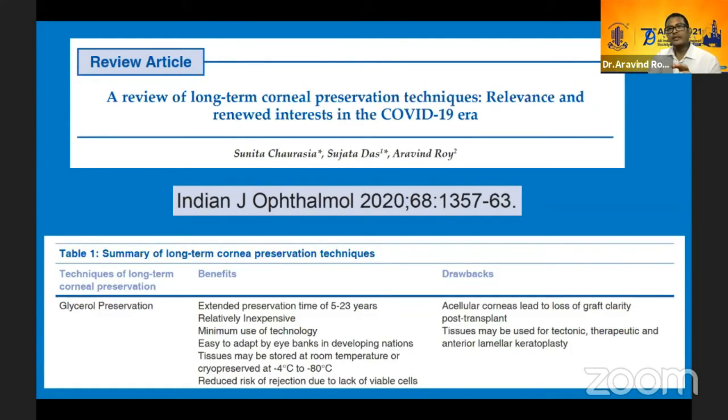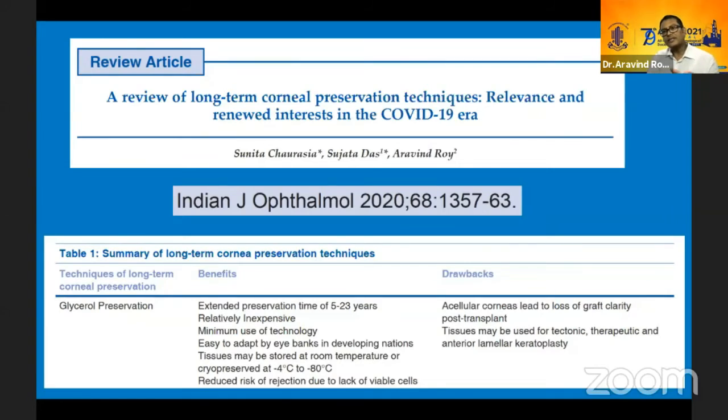It can be used by any eye bank and it doesn't require a lot of equipment, and the storage is fairly simple, from room temperature to almost minus 80 degrees. And these provide a source of corneas for emergency and tectonic purposes, such as tectonic or therapeutic penetrating keratoplasty.